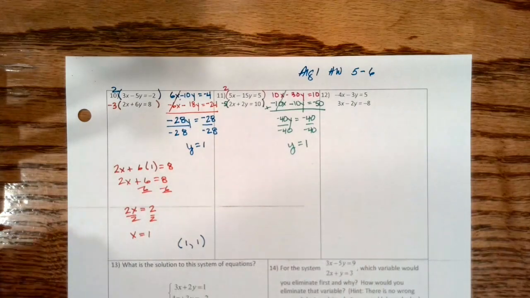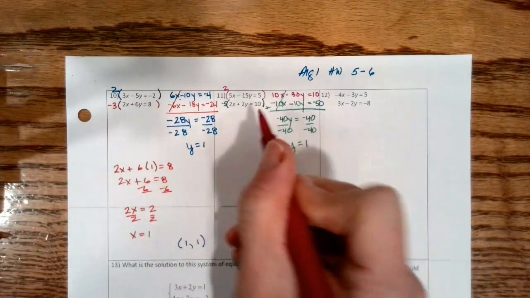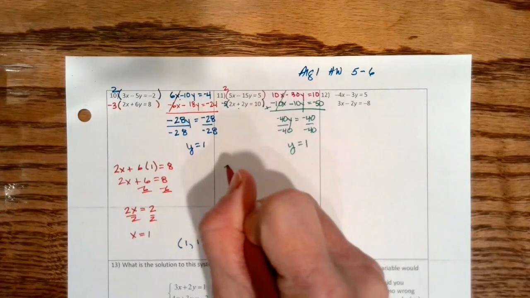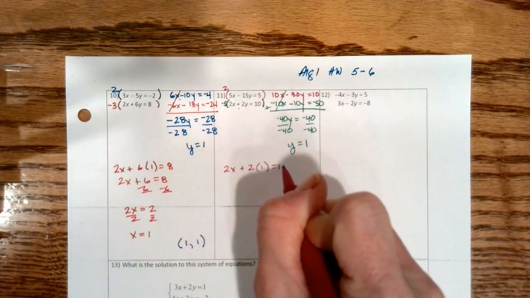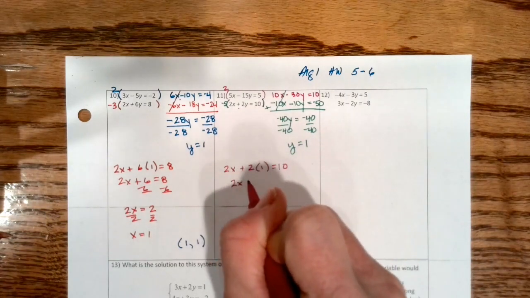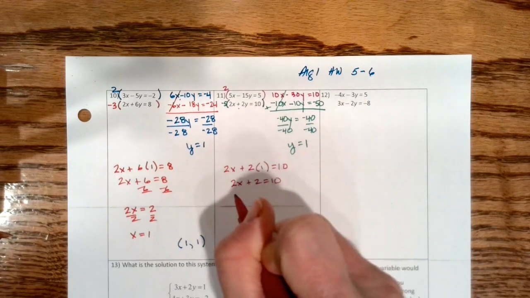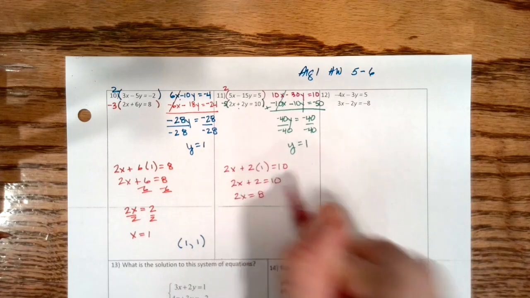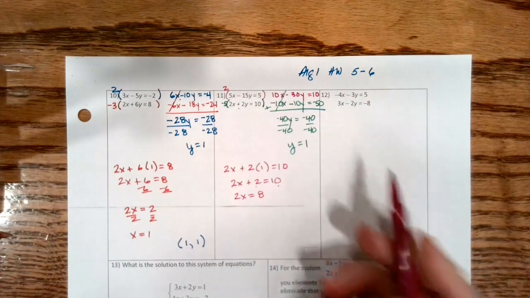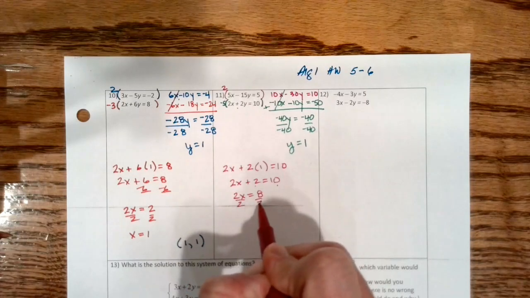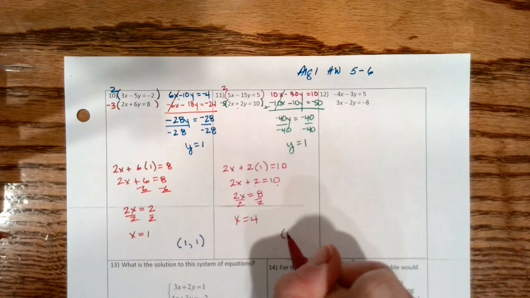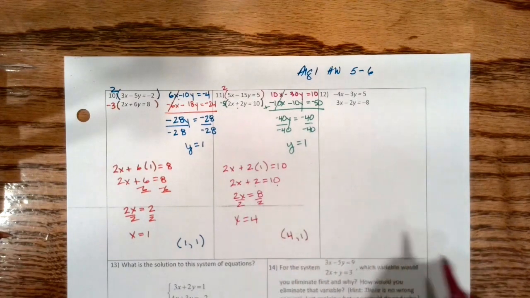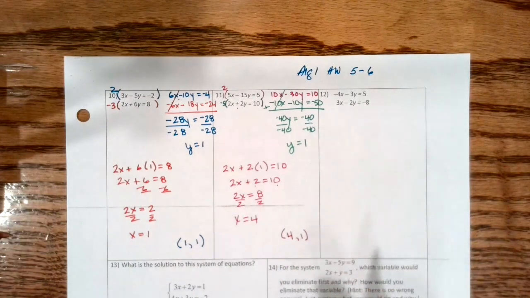Okay, so I'll go and substitute back into, I'll use this equation. So 2 times x plus 2 times y is equal to 10. 2x plus 2 is equal to 10. 2x is equal to 8. I subtracted 2 from each side. Divide by 2, divide by 2. X has a value of 4. Therefore, the solution where those two graphs intersect is over 4 and up 1.